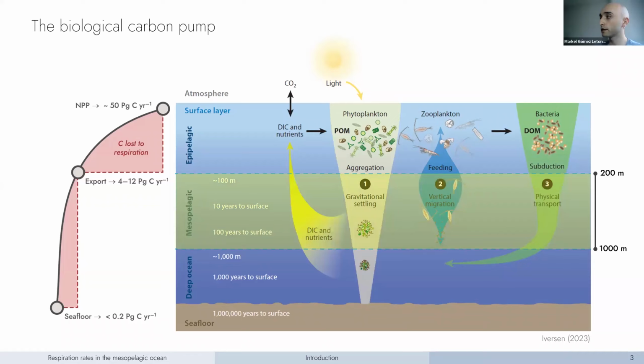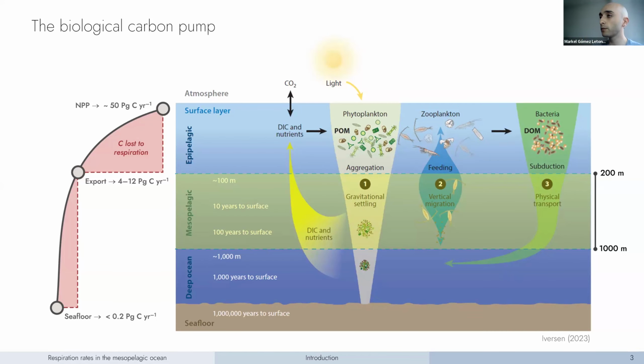In that regard, the respiration happening within this mesopelagic layer controls not only how much carbon will return to the atmosphere in the short term, but also how much reaches below 1,000 meters and thus becomes available to be used by deep ocean communities. So it's a key gateway between the surface layer where this carbon is fixed and the deep ocean where the residence times of this carbon are low.